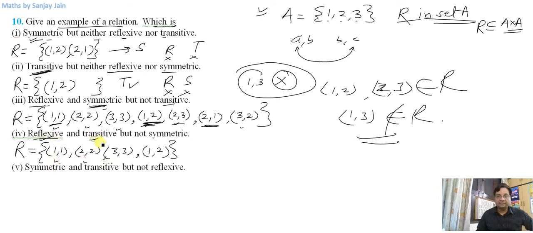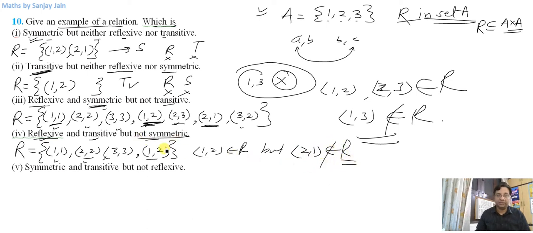It is transitive, right? For it to be not transitive, the presence of A, B and B, C should be there and A, C should not be there. But I have not made any such scenario here. 1 2 is present, 2 2 is present, 1 2 is present, right? So yes, it is transitive, but it is not symmetric because 1 2 belongs to this relation, but 2 1 I have intentionally not taken, hence making it not symmetric. So this is a good example to show it is reflexive, transitive, but not symmetric.